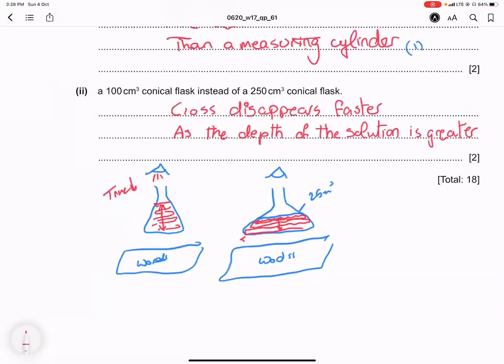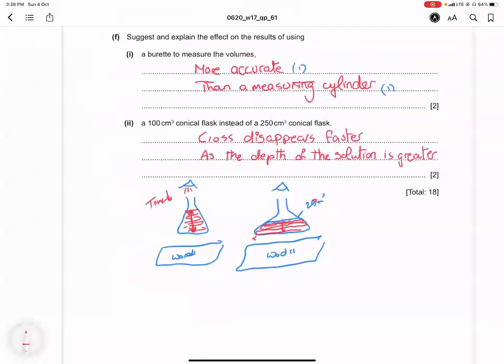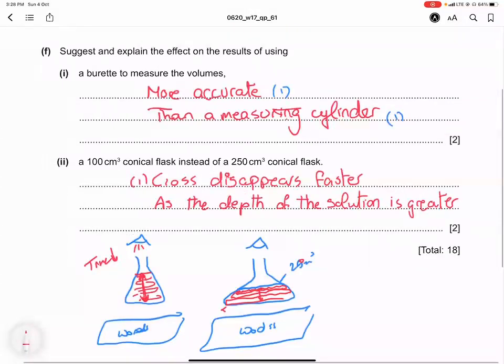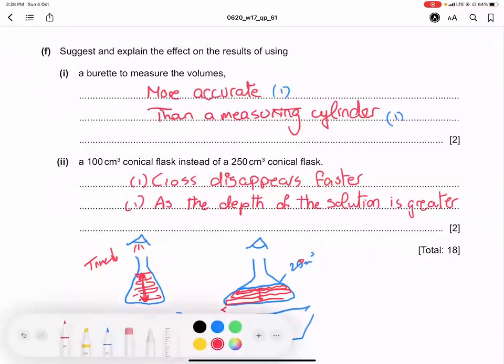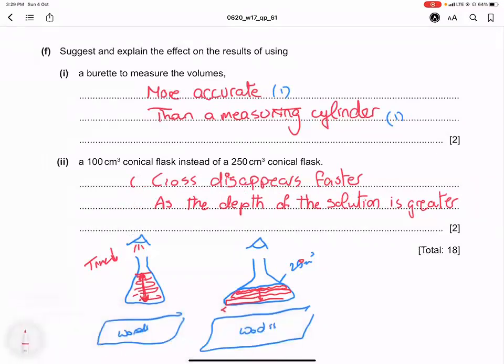Okay, because the depth of the solution is larger in a 100 centimeter cube beaker, or conical flask. So the crust disappears faster as the depth of the solution is greater.